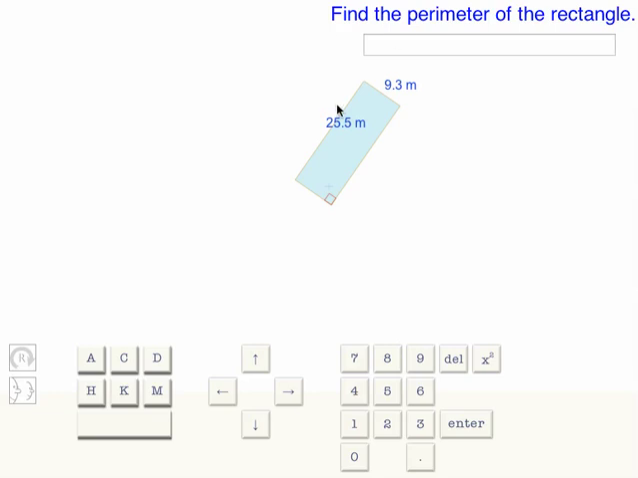All right, find the perimeter of the rectangle. Here is the rectangle, and you can drag the rectangle around. You can also rotate it like that. Now there's a little plus sign right there. It might be hard to see, but everything that you do, it does about that plus sign.